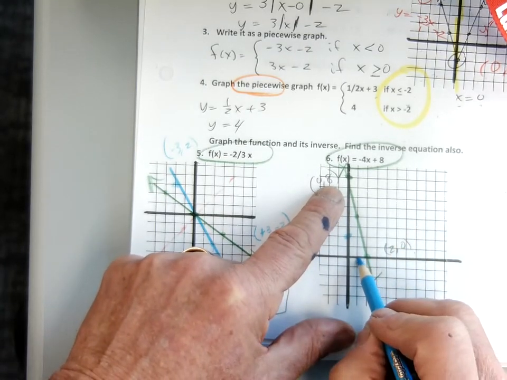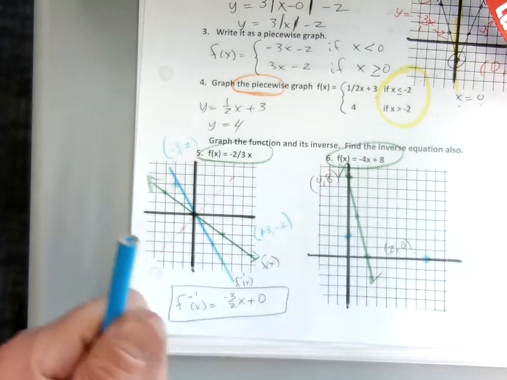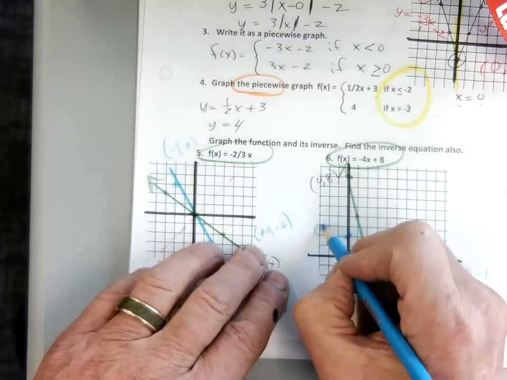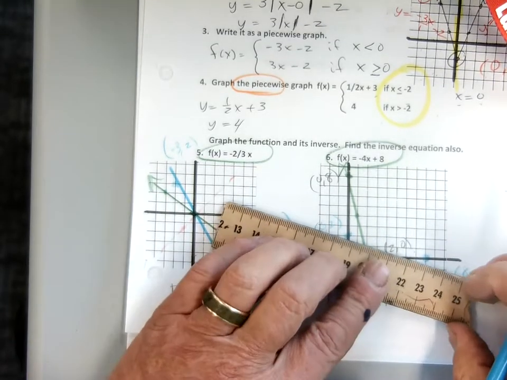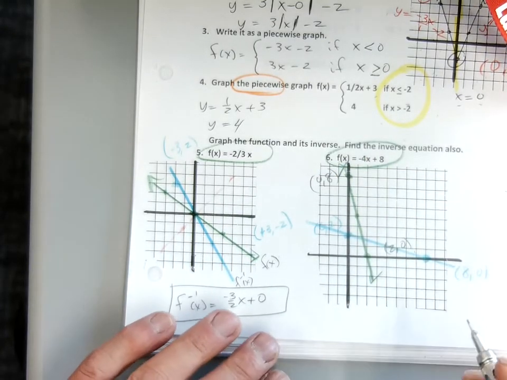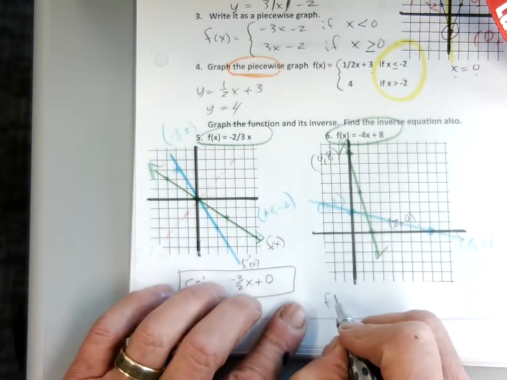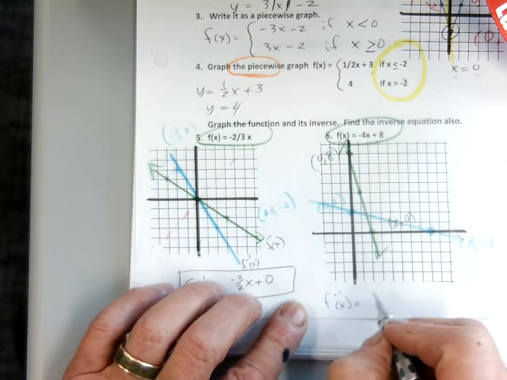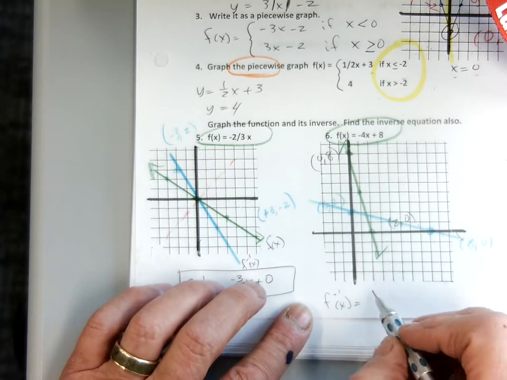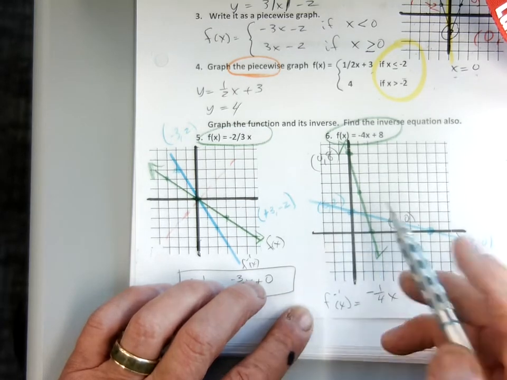I'll go 1, 2, 3, 4, 5, 6, 7, 8, 0. Let me write those points down for you. So this is (8, 0), and this is (0, 2). And if I draw the graph in, there it is. Now my equation, well, that's easy. I know for sure it has to have the opposite slope. Down 1 over 4, so down 1 over 4x, and it has a y-intercept of 2.